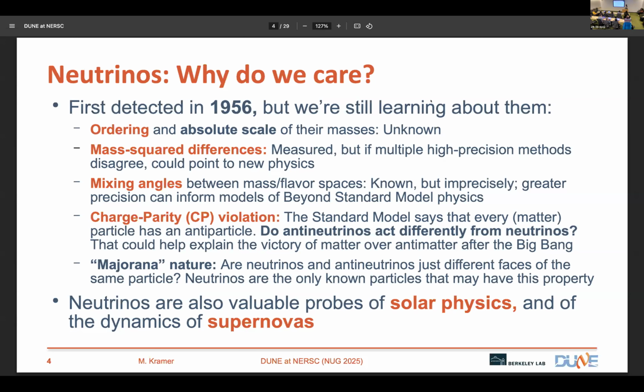So if you take an interaction, you flip the charges on all the particles, you also reflect that whole movie in the mirror and then play it again, does that new movie also obey the laws of physics? If not, then neutrinos violate charge parity, or CP. And one implication of that would be that antineutrinos and neutrinos behave differently from each other.